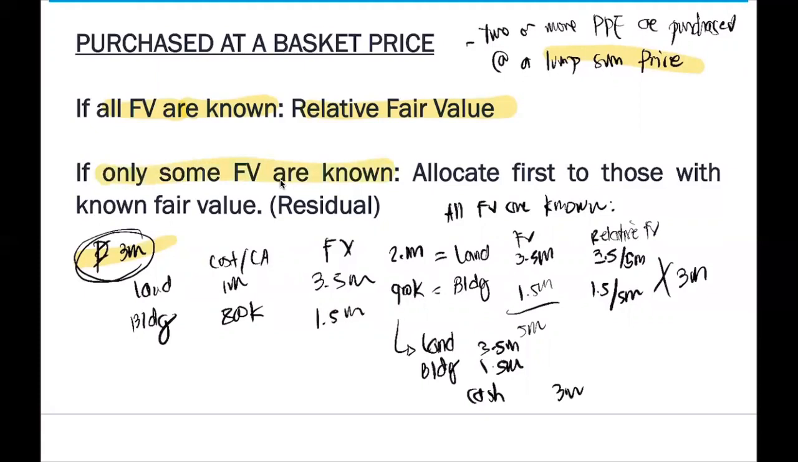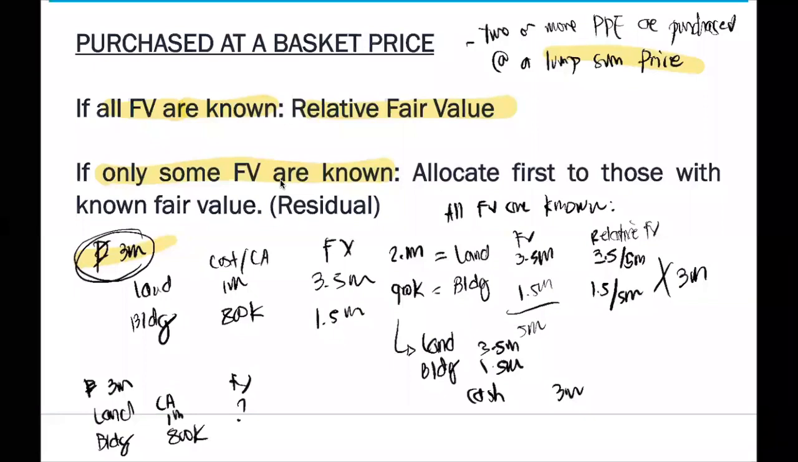If only some fair values are known, you allocate first to those with known fair value. We call this one your residual method. So for example, we have here a basket price of 3 million. We have here a land with a carrying amount and a building with a carrying amount of 1 million and 800,000 respectively. And the fair value of the land is unknown, but the fair value of the building is known at 1 million. So first, you allocate it to the known fair value.